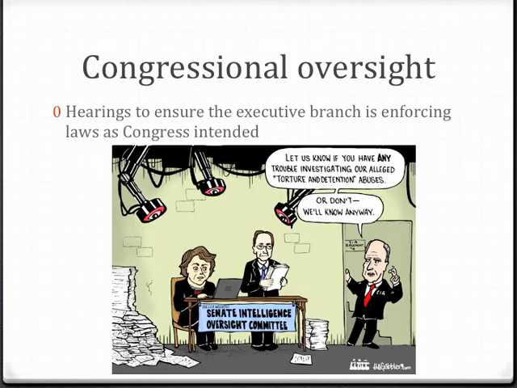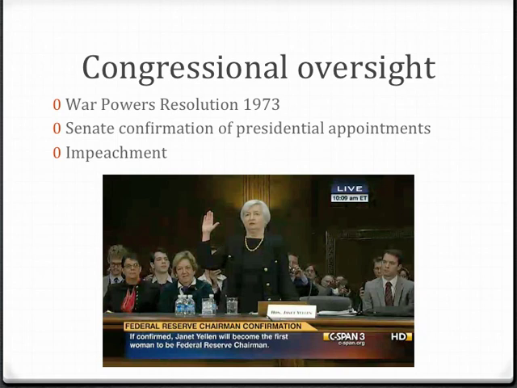We also have congressional oversight. These are hearings that are designed to ensure that the executive branch is enforcing laws the way that Congress intended for them to be enforced. So it's how they can check up on the president and the executive branch as a whole. A couple of examples: you have the War Powers Resolution, impeachment, and Senate confirmation. We will talk about all of those things later. So for now, just have a list of them.